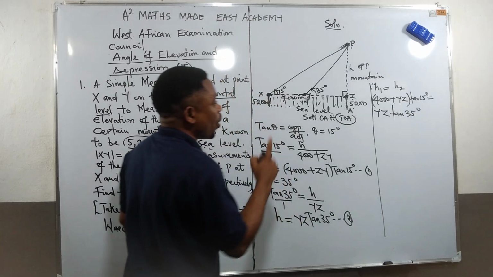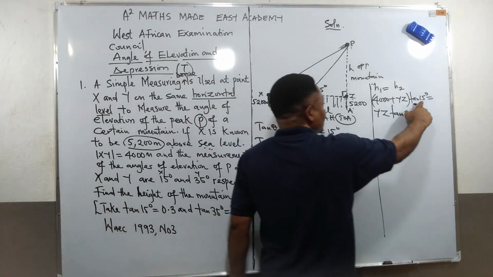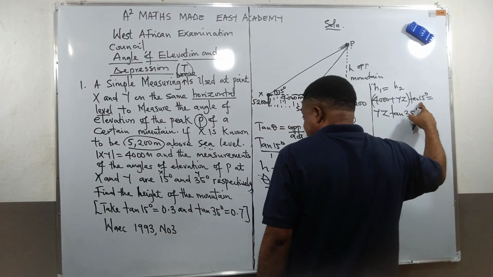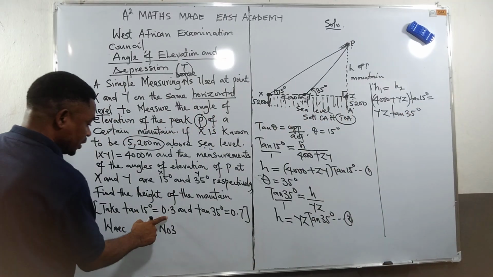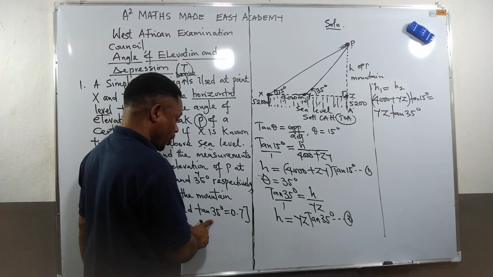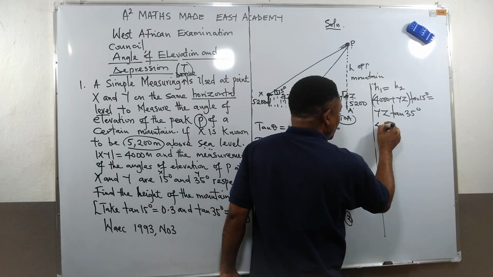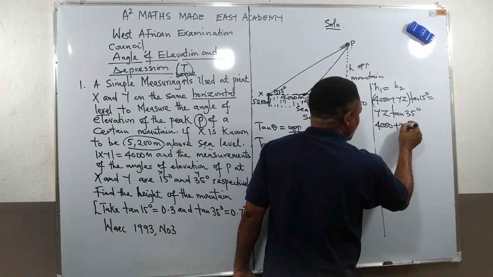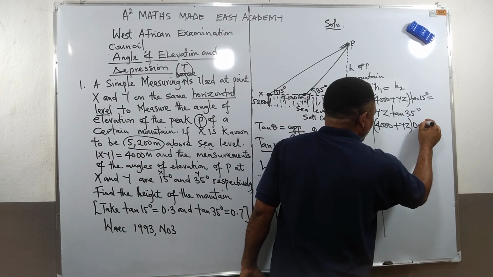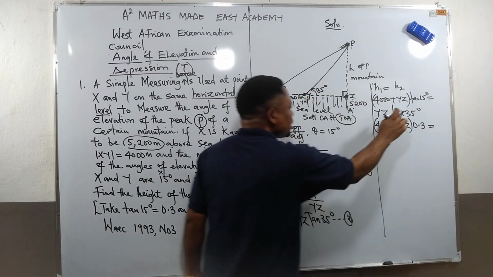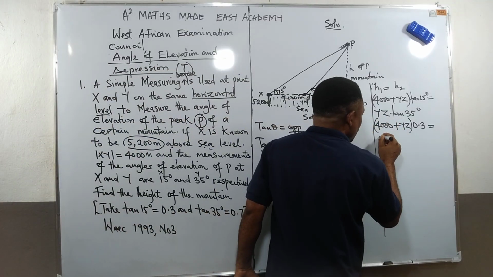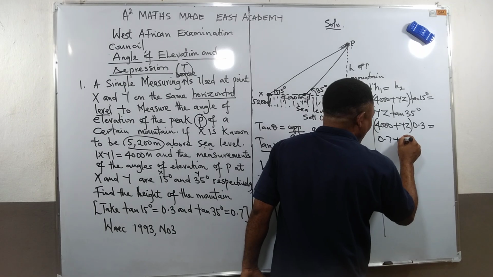My target is to punch tan 15 degrees and tan 35. But don't be in a hurry to punch it, because already the value of tan 15 degrees is given. Look at it here. Tan 15 degrees is 0.3, and tan 35 degrees was 0.7. Let's substitute. 4,000 plus yz in bracket, times 0.3, is equal to 0.7 times yz, which gives 0.7 yz.